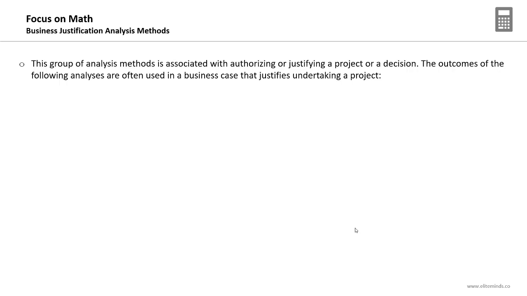Imagine you have 4 or 5 projects and you want to select one of them. What are the formulas or what are the financial metrics which you need to use in order to select the best project for the organization to go with? So this is the reason for using the business justification analysis methods.